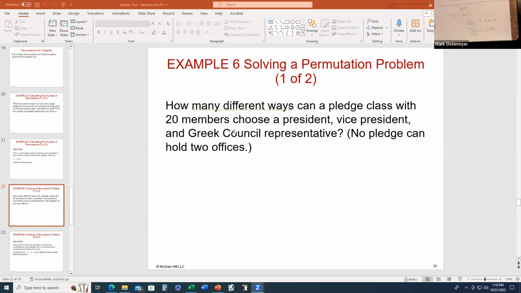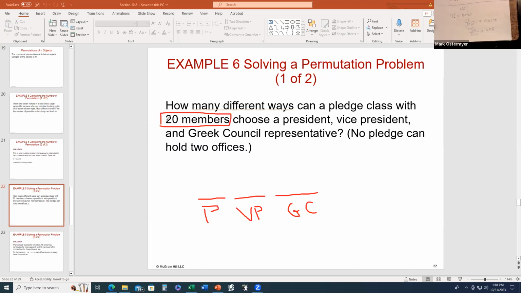Here's another one here. And ladies and gentlemen, I want you to do this problem. This will be classwork number 2. How many different ways can a pledge class with 20 members choose a president, a vice president, and a Greek council representative? No pledge can hold 2 offices. So look at, there's 3 offices to fill. You got president, you got vice president, and you have the office of a Greek council. You have how many people to choose from? 20.